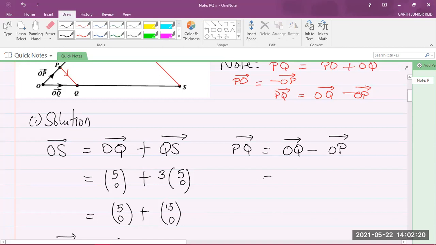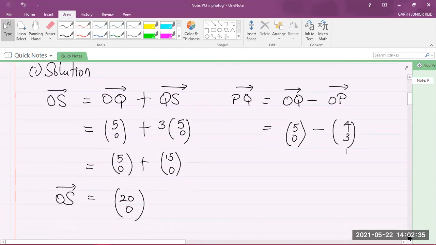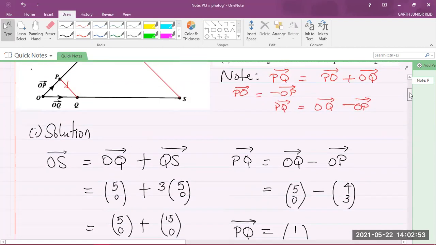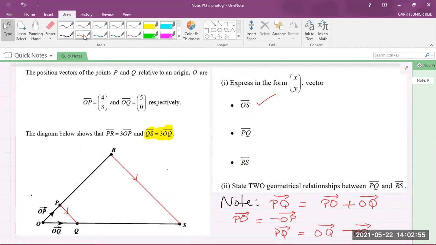So we know from the question that the vector OQ is (5, 0). They gave that to us. And they also gave us the vector OP as (4, 3). So now I'm going to subtract these two vectors. When I'm subtracting vectors, I subtract the corresponding elements. So it's 5 minus 4, which is 1, and 0 minus 3, which will give me negative 3. And that is the vector PQ. So we're now finished here with the vector PQ.